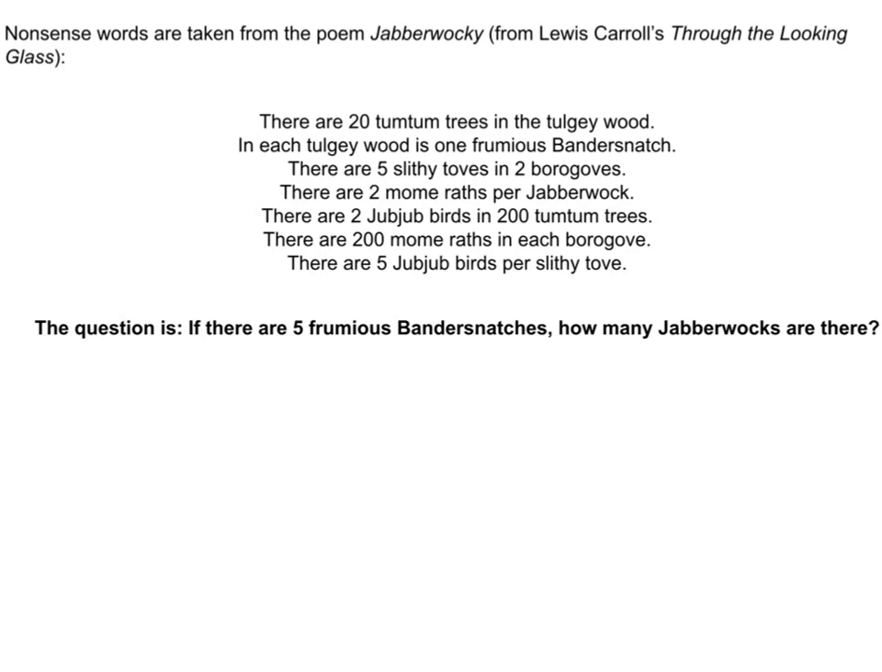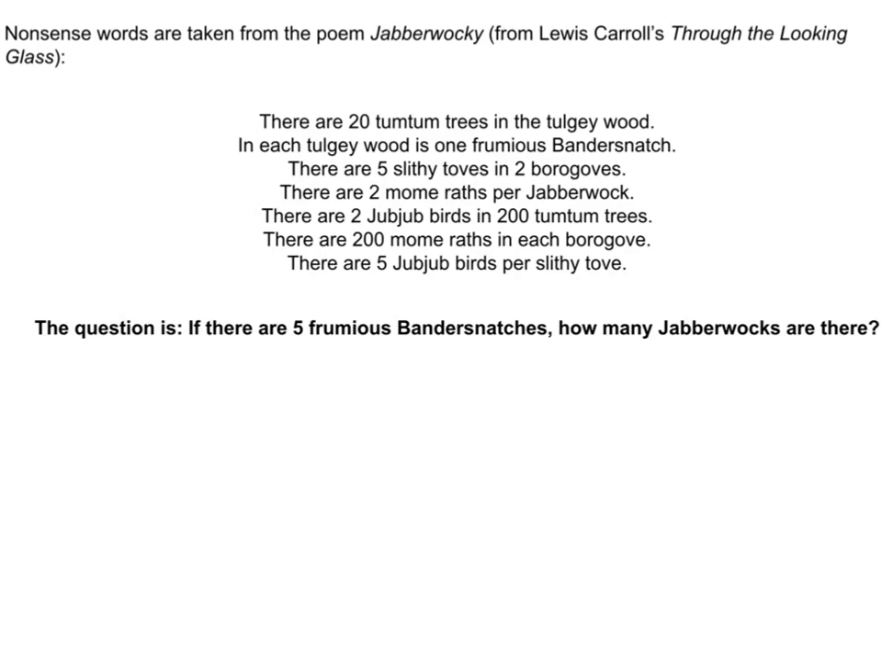All right, so here are some made-up numbers. The numbers are not in the original poem. So we have: there are 20 tum-tum trees in the Tulgey Wood. In each Tulgey Wood is one frumious bandersnatch. There are 5 slithy toves in 2 borogoves. There are 2 mome raths per Jabberwock, 2 jubjub birds in 200 tum-tum trees, 200 mome raths in each borogove, and 5 jubjub birds per slithy tove.